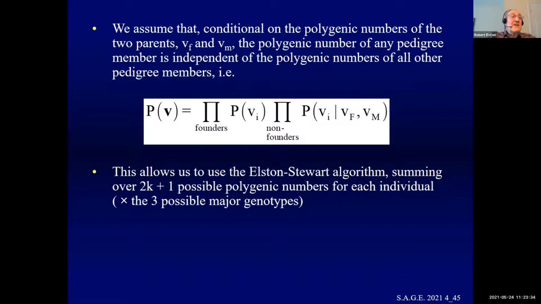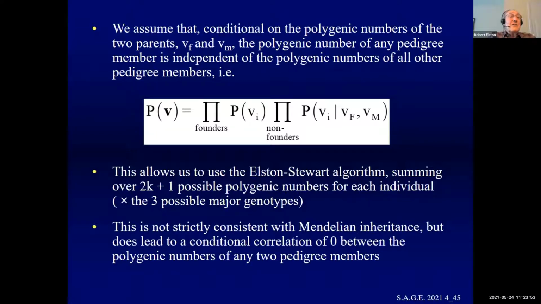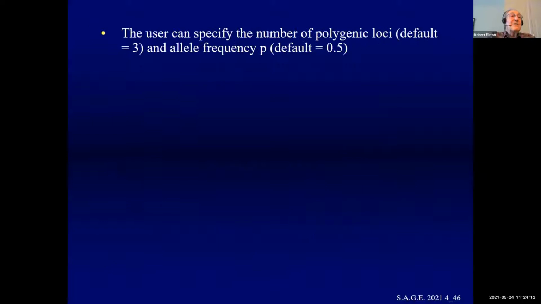Now, this allows us to use the Elston-Stewart algorithm, summing over 2K plus 1 possible polygenic numbers for each individual. And if you've got 3 major genotypes, multiply this by 3. Not an outlandishly large number. It can be done. Now, this is strictly not consistent with Mendelian inheritance, but it does lead to a conditional correlation of 0 between polygenic numbers of any 2 pedigree members. So all I can tell you is it works, and it seems to give what I consider good results.